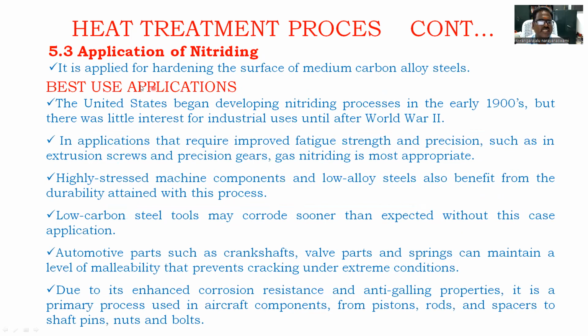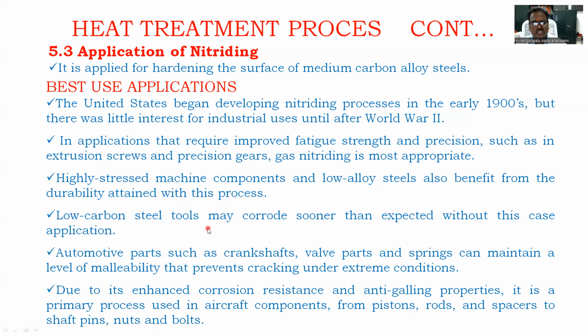Application of nitriding: it is applied for hardening the surface of medium carbon alloy steels. The United States developed the nitriding process in the early 1900s, but there was little interest for industrial uses until after World War II. For applications requiring improved fatigue strength and precision, such as extrusion screws and precision gears, gas nitriding is most appropriate. Highly stressed machine components and low alloy steels also benefit from the durability attained with this process.